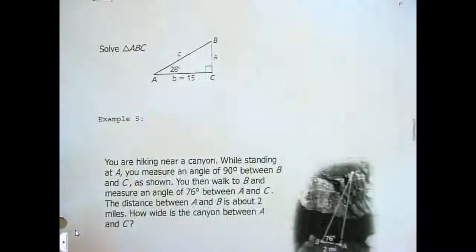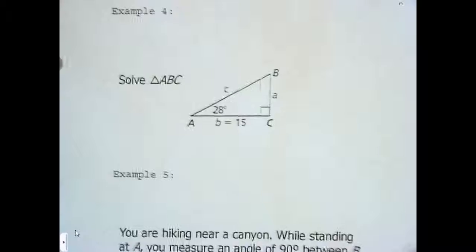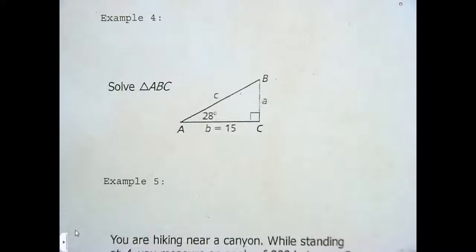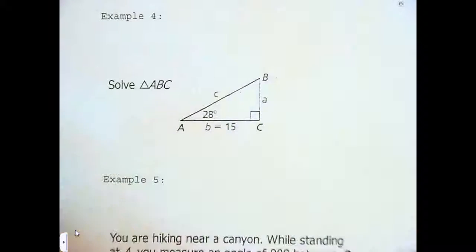So, some clarification. First, on example 4, when it says solve triangle ABC, it means find all other side lengths. And it generally means find the angle measures as well. However, we have not talked about that yet. But I'm sure you can find the other angle measure just using your triangle angle sum theorem. So find all side lengths there.